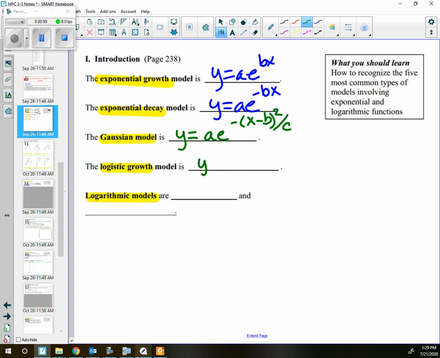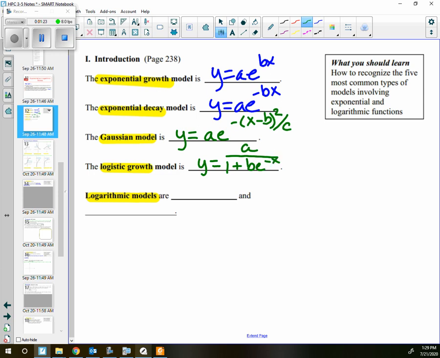Logistic looks like this: y equals a plus b times the natural log of x. Logarithmic models, oops, I'm terribly sorry. I put that in the wrong spot. Logistic is this one: a over 1 plus b e to the negative x. Sorry about that. Make sure you make that adjustment.